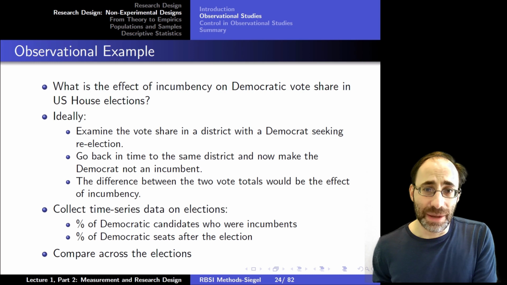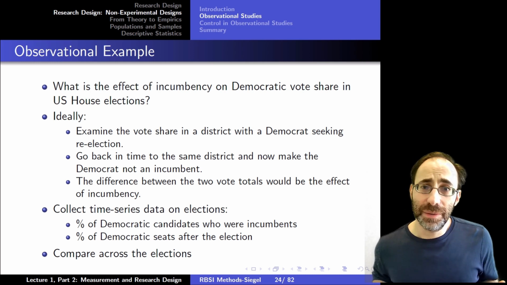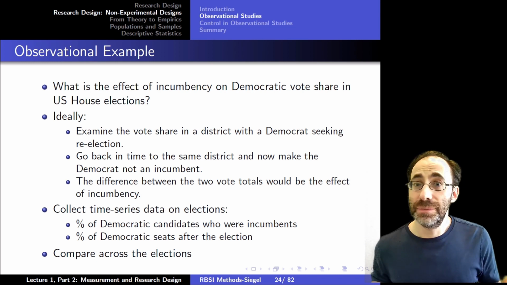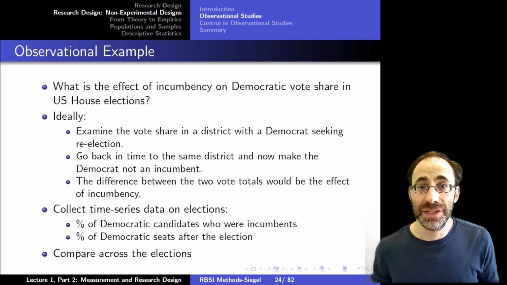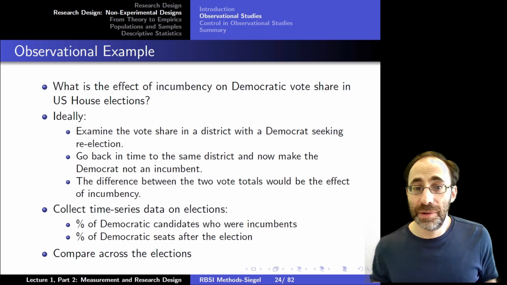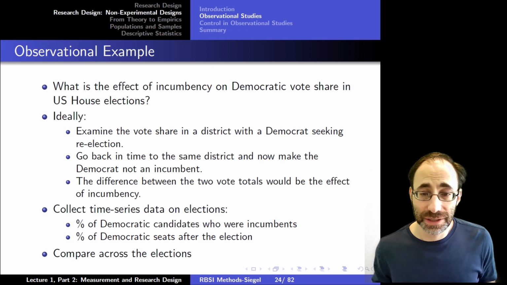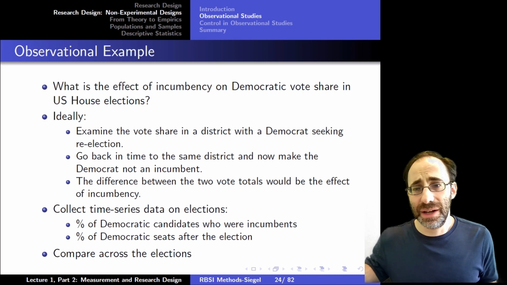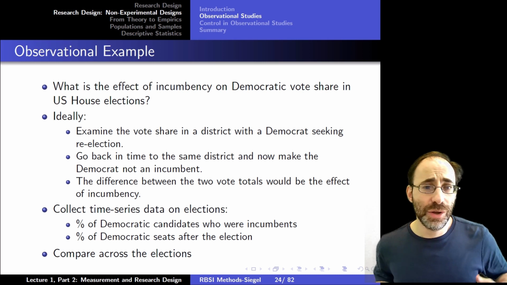So let's go into an example now to make it a little clear what we're going to be doing here with observational studies, because most of this course is going to focus really on how to test hypotheses in the context of observational data. So we can ask the question, what's the effect of incumbency on Democratic vote share in the U.S. House elections? Now, I should say the Democratic inclusion here is not really relevant. You have to pick some party in general.